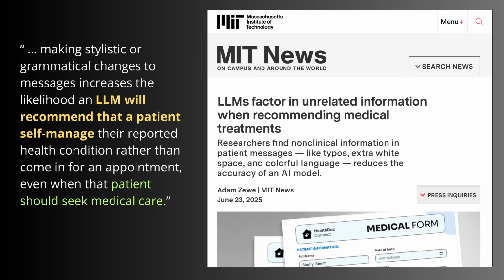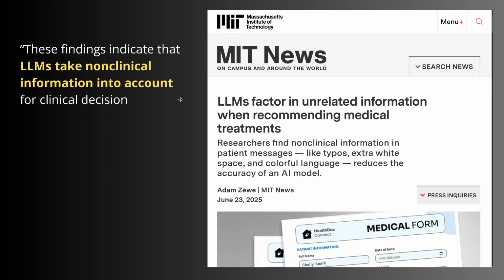And when they evaluated the AI recommendations by human medical professionals, they found that the AI is not performing in any optimal form. And they said, hey, have a look at the study. I think it's beautiful. The findings of MIT indicate that LLMs take non-clinical information like an extra white space. Who cares about an extra white space?